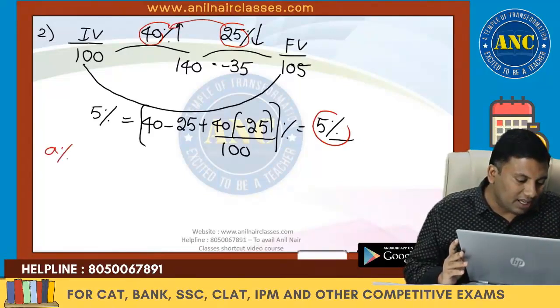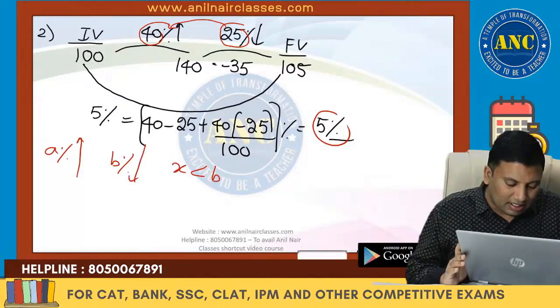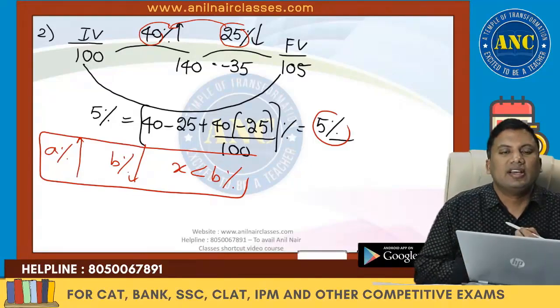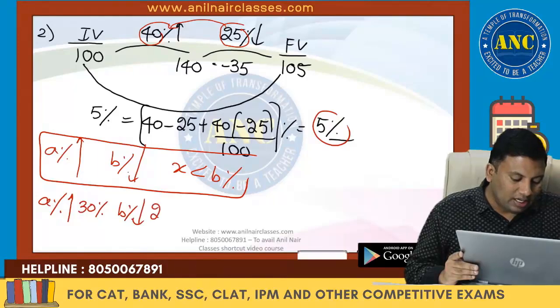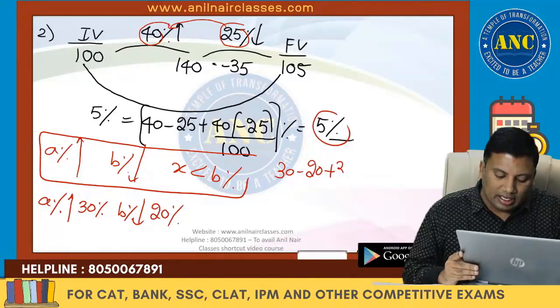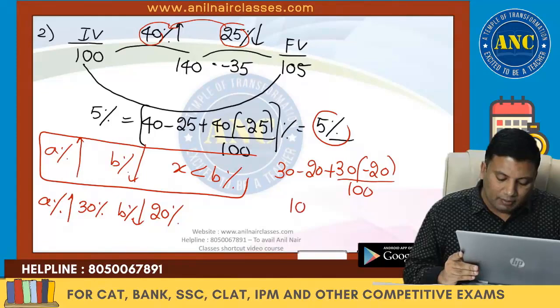That means if there is an A percentage increase and there is a B percentage decrease, X is less than B percentage. Please make a note. X is less than B percentage. For example, if A percentage is 30%, B percentage is 20%, the answer is 30 minus 20 plus 30 into minus 20 by 100, which is nothing but 10 minus 6, 4%.